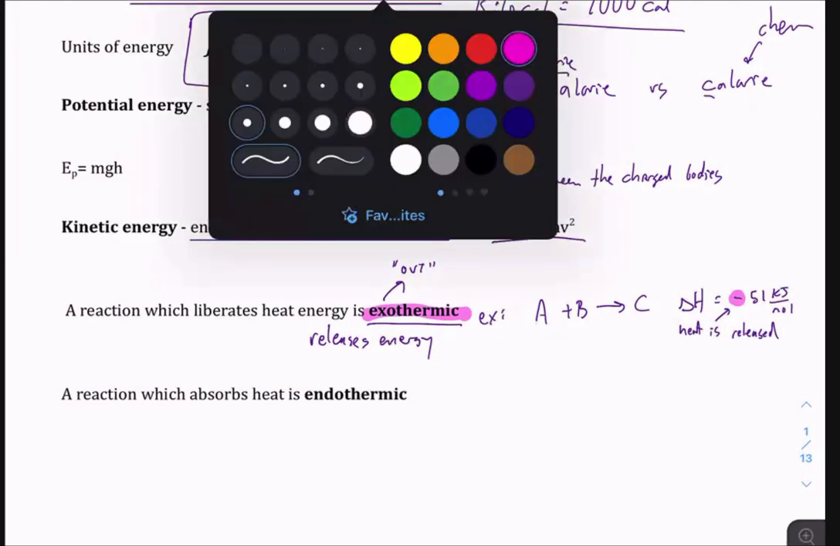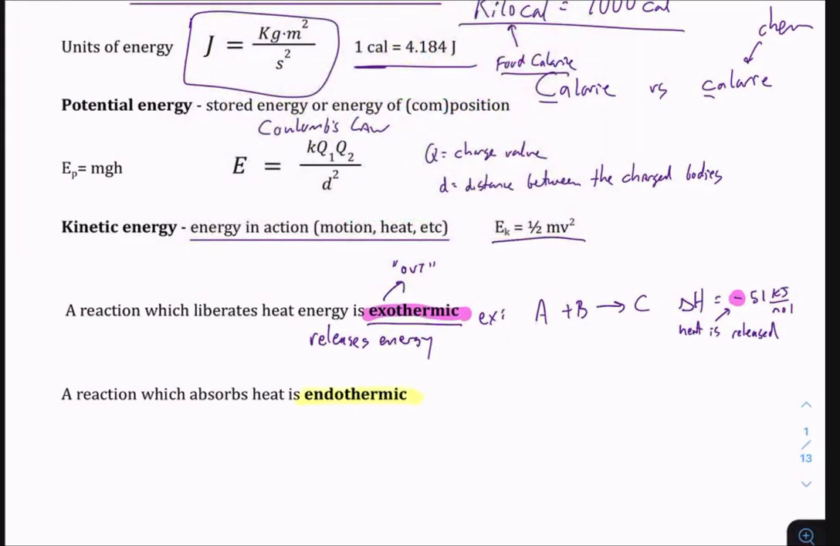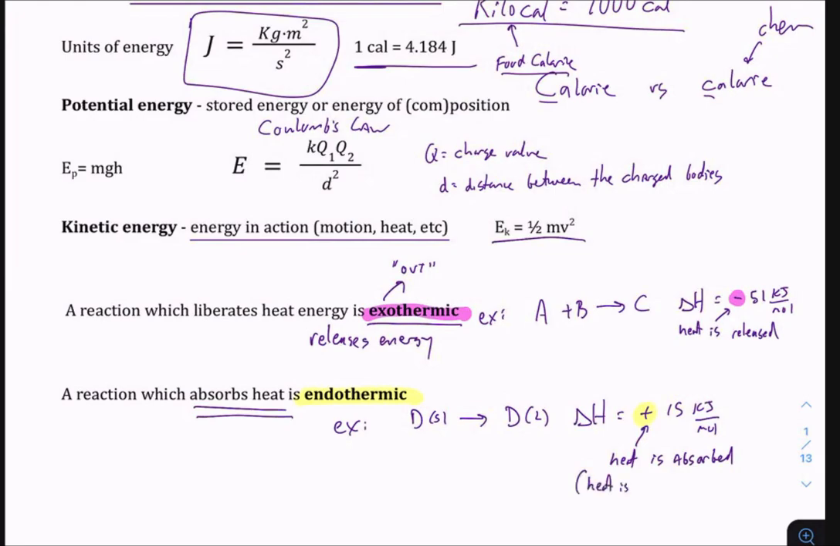And then reactions can be endothermic, which means they absorb heat energy. So you might have D solid become D liquid, and the delta H for it would be a positive value, which means heat is absorbed. Another way of thinking of that is that heat is necessary for the reaction to occur, or heat is a reactant, whereas in exothermic reactions, heat would be a product.